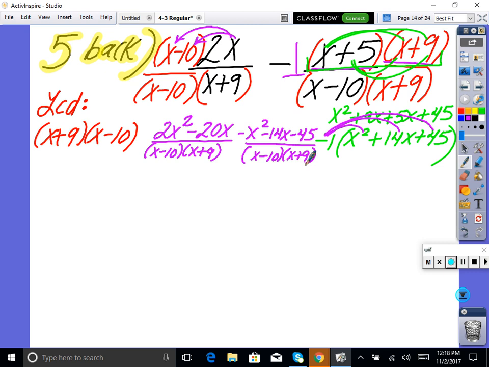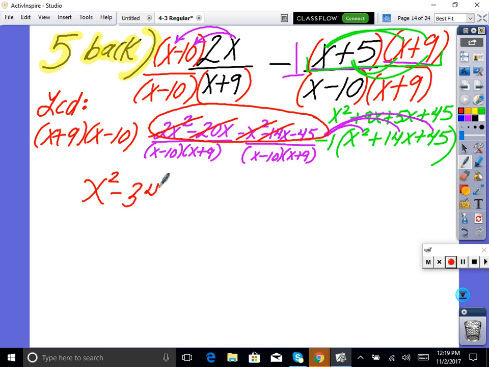Now, once again, look at your denominators. They're the same. The whole point of doing this was to combine the numerators. We've already distributed the negative through, so we can literally just combine like terms. 2x squared minus 1x squared. Yep, negative 20x minus 14x. And then minus 45, and that's all over the same denominator.